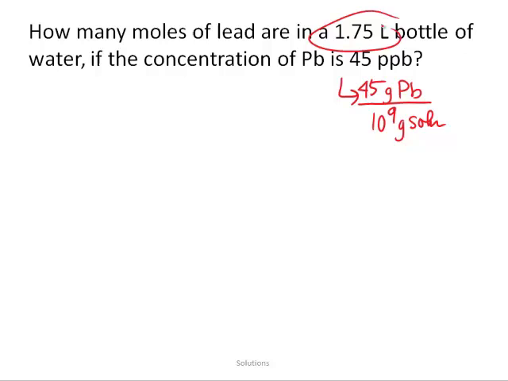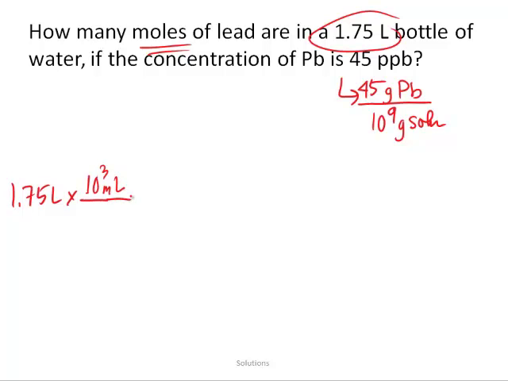Okay, so if you've got a 1.75 liter bottle of water, your solution, we can figure out how many grams of lead we have in there, and then of course if we want to calculate it in moles, we can do so as well. So let's start off with 1.75 liters. Okay, just like before, we're going to convert these to milliliters so that we can use the density of water to convert to grams.